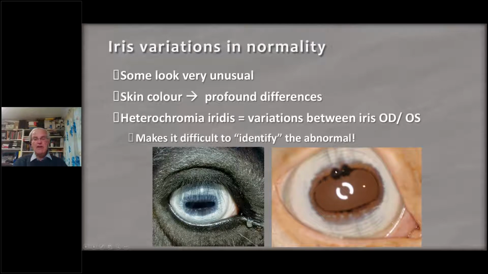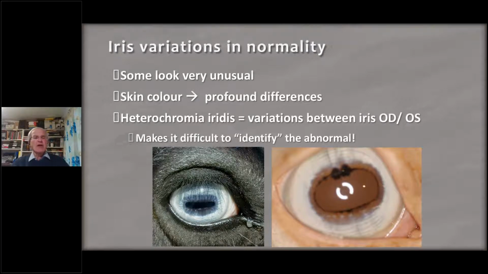See the little granular iridica here, there's some here, but there are also some along the lower lid that we tend to forget about. The skin color produces profound differences, of course, in the iris color as well. So where you see cremello horses, they're often associated with blue eyes. Sometimes gray horses associated with blue eyes as well, but not often bay or brown or black horses. Sometimes important because it does happen.